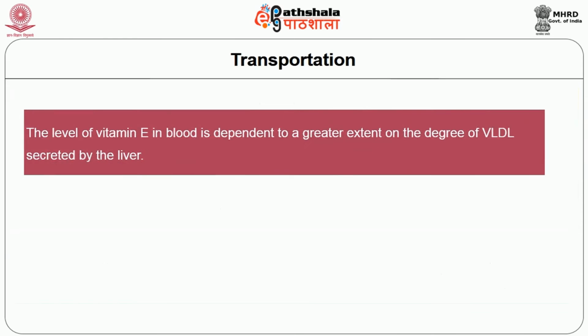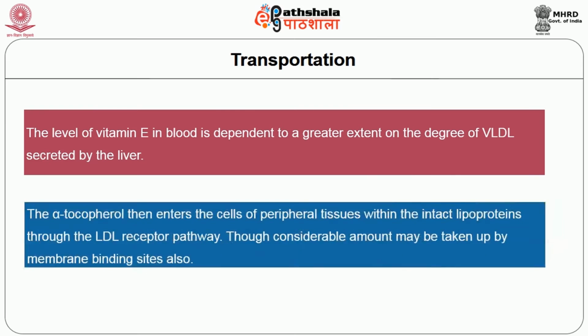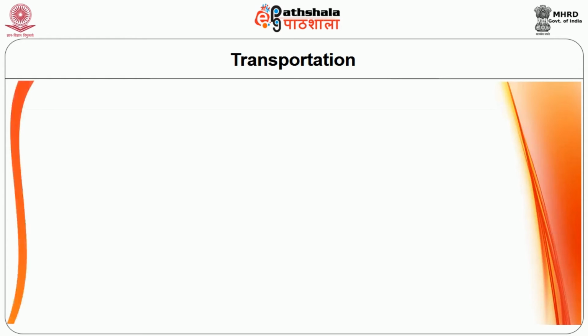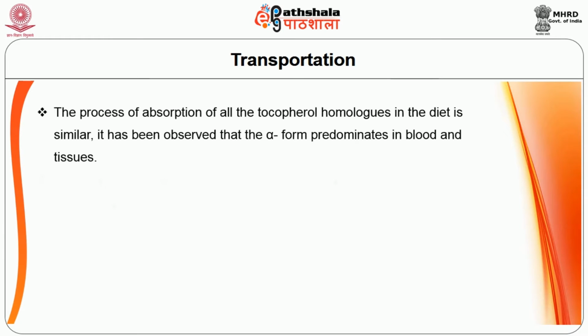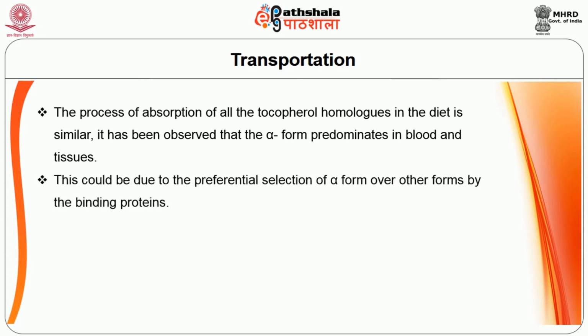The level of vitamin E in blood is dependent to a greater extent on the degree of VLDL secreted by the liver. The alpha tocopherol then enters the cells of peripheral tissues within the intact lipoproteins through the LDL receptor pathway, though a considerable amount may be taken up by membrane binding sites also. Though the process of absorption of all the tocopherol homologs in the diet is similar, it has been observed that the alpha form predominates in blood and tissues. This could be due to the preferential selection of alpha form over other forms by the binding proteins.